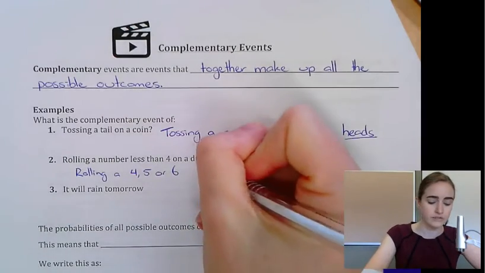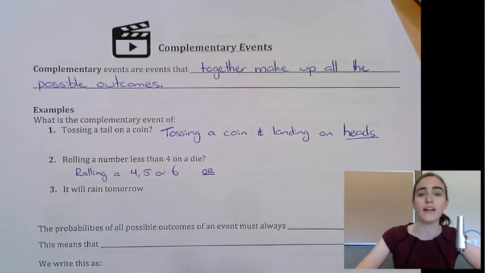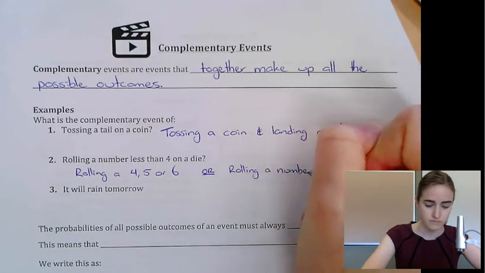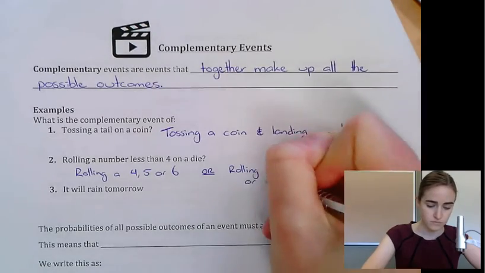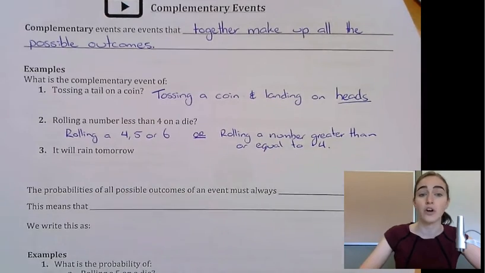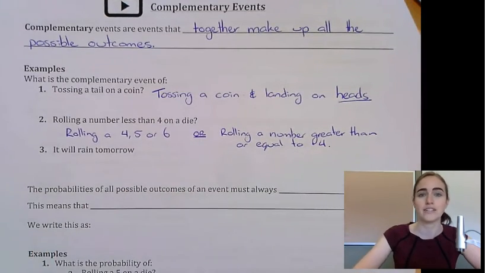Or we could write it a different way. And we could write it as rolling a number greater than or equal to 4. So both of those statements are the complement of our original event.